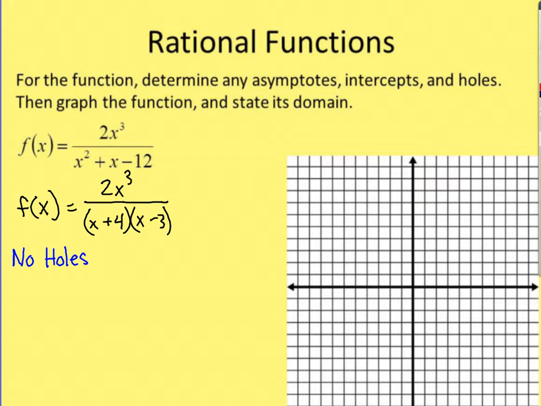But for vertical asymptotes, we're going to look for the zeros of the denominator. Remember, when you pull them out of the parentheses, you change the sign. So we're going to have vertical asymptotes at x equals -4 and x equals +3.